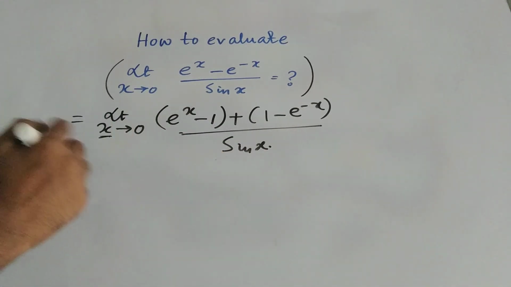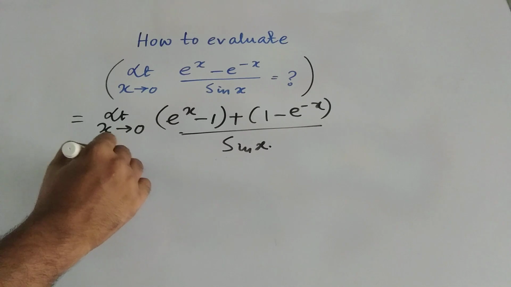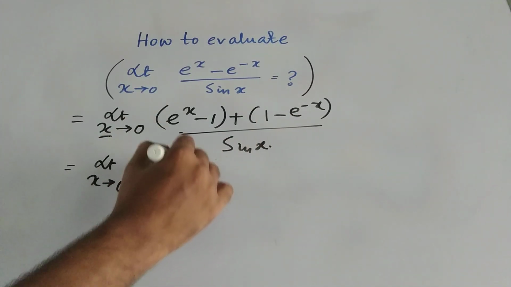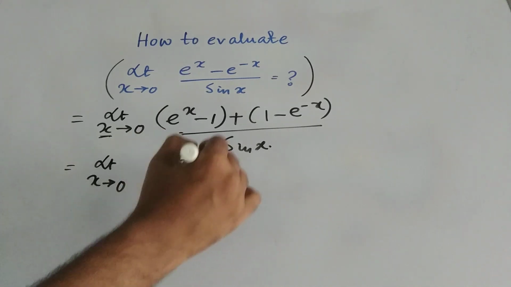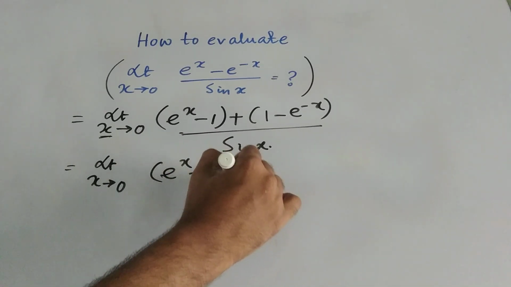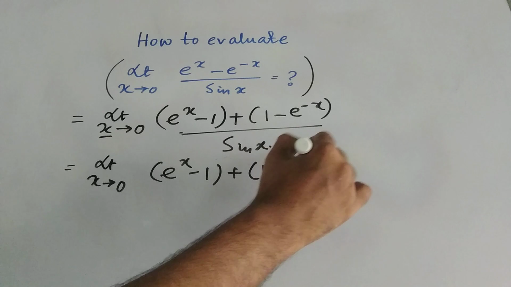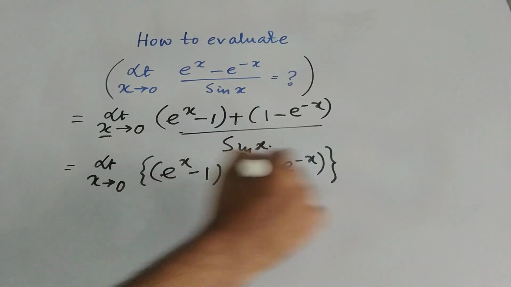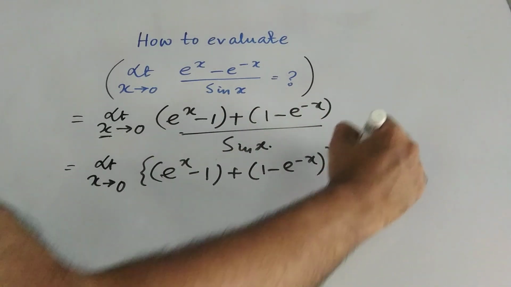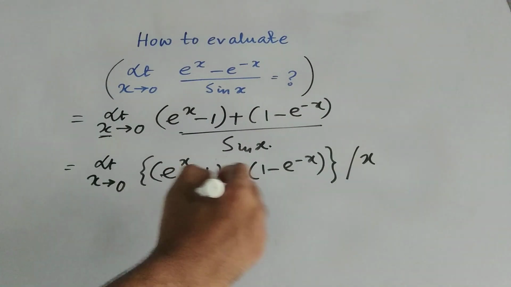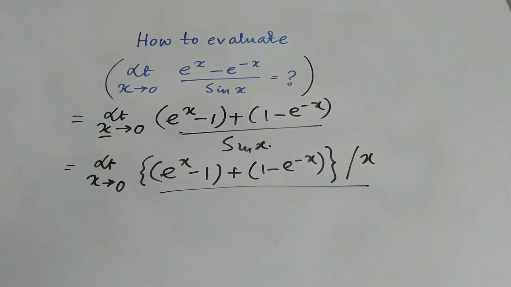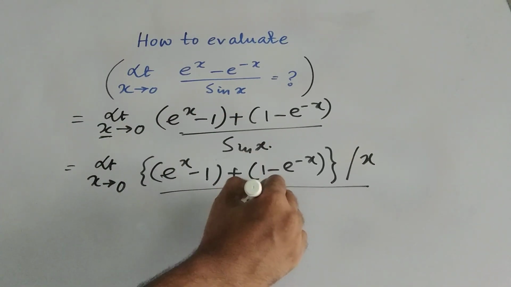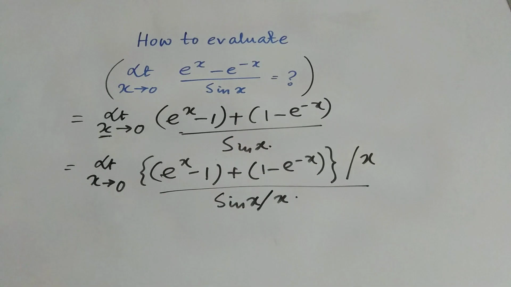So for doing this, what I am doing, limit x tends to 0. In the numerator portion, the entire numerator I am dividing by x. That is 1 minus e to the power minus x plus e to the power minus x into e to the power x minus 1. That is the entire numerator. I am dividing it by x. To compensate, I have also divided the denominator by x. That is, I have to write sin x divided by x. Right?